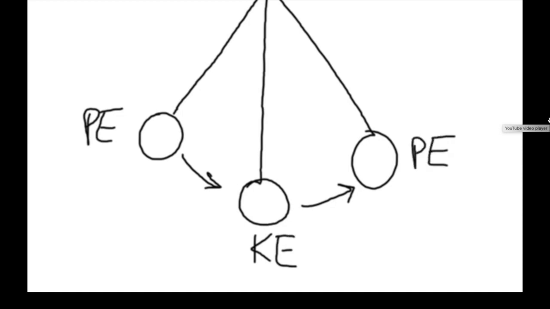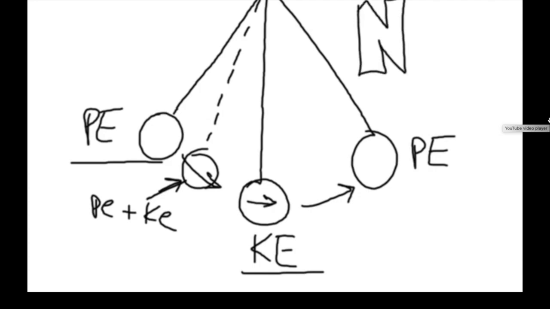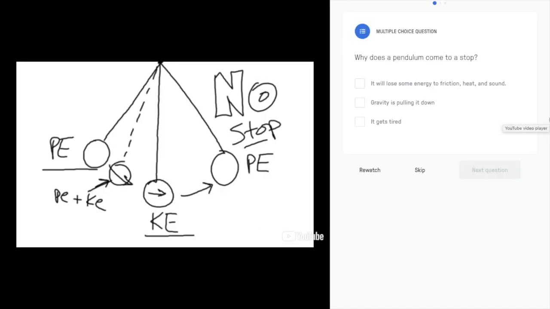When that ball is sitting at the top, it has all potential energy. When it's at the bottom, it's converted all of that energy into energy of motion. When it's halfway down, we would say that it has a combination of potential and kinetic energy. Now, will a pendulum swing forever? No, because we're going to lose a little bit of that energy in friction, in heat, in sound as it moves. And so eventually that pendulum's going to come to a stop.